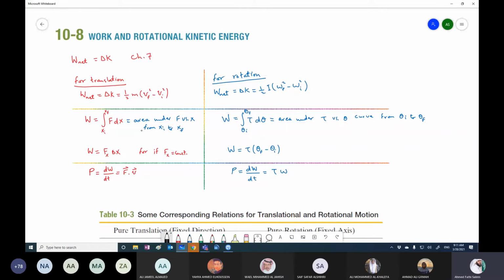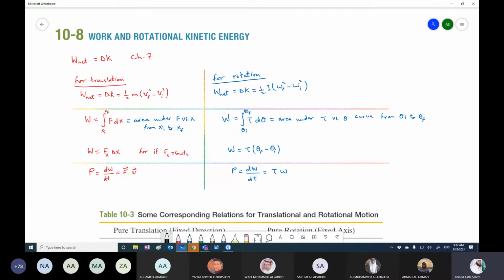If you have a variable force, work equals integral of f dx, and this is equal to the area under the force versus x curve from x initial to x final. How can we do this for the rotation? Yes, easy, same integral, but we will replace the force with the torque, dx replaced with d theta, and this is equal to the area under the curve. Which curve? Torque versus theta from theta initial to theta final.